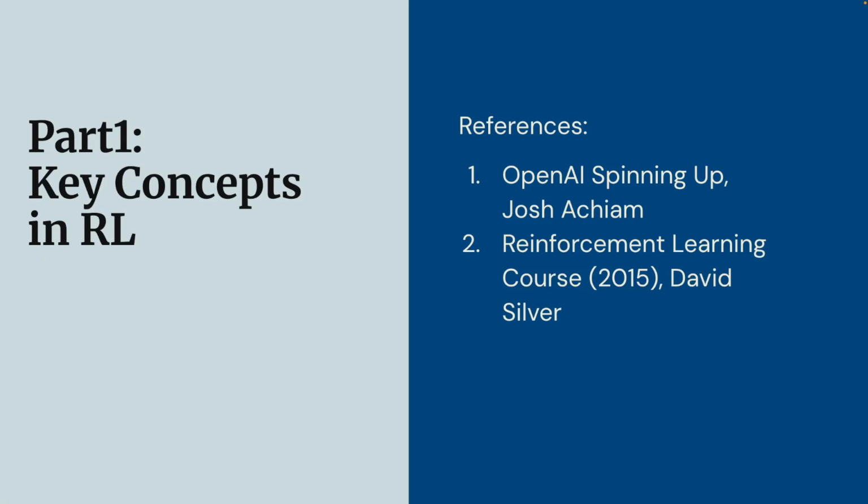Let me start with explaining some of the key concepts in reinforcement learning. This would be more like a refresher to these topics, and I won't be going into complete depth. The references for these sections are the OpenAI Spinning Up blog from Josh Achiam and the RL course from 2015 by David Silver.